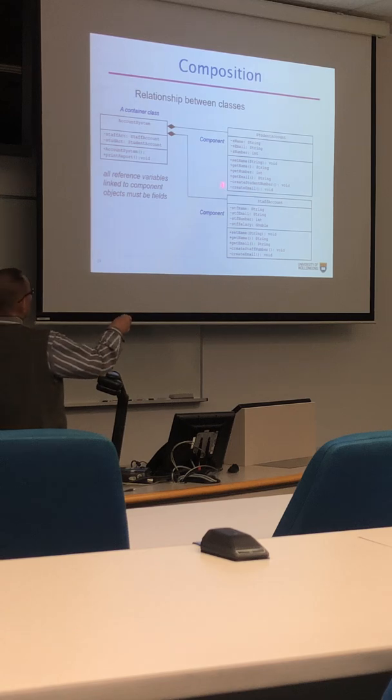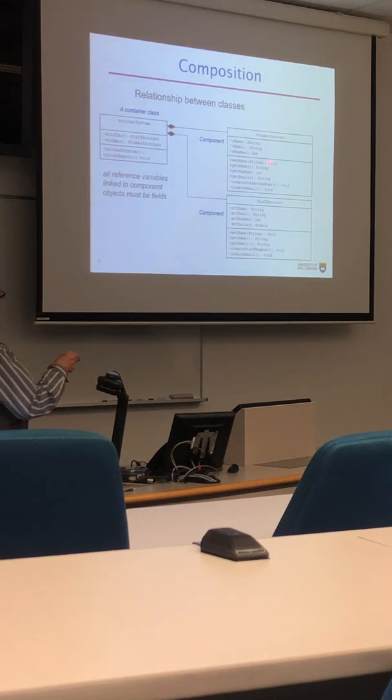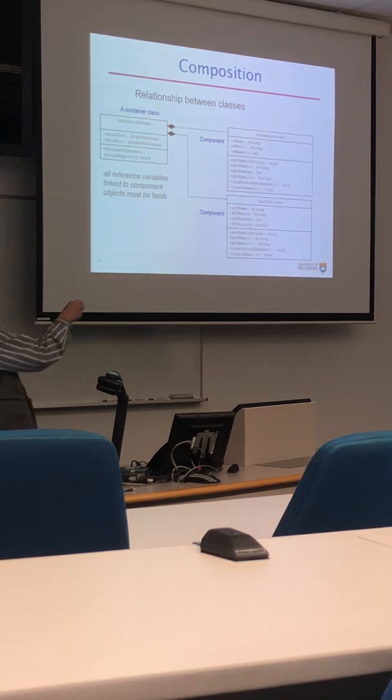After that, for each of the methods, you just follow the definition. Set name receives a parameter and is a void type and it's public. In that case, you can write public void setName bracket string, you put in a parameter x. The parameter can be of any name, but the name of the internal variable cannot be changed. Must stick to the definition. So that is of course how to use them when you have more than one class. I will show you another example as well. And all reference variables linked to component objects must be fields.